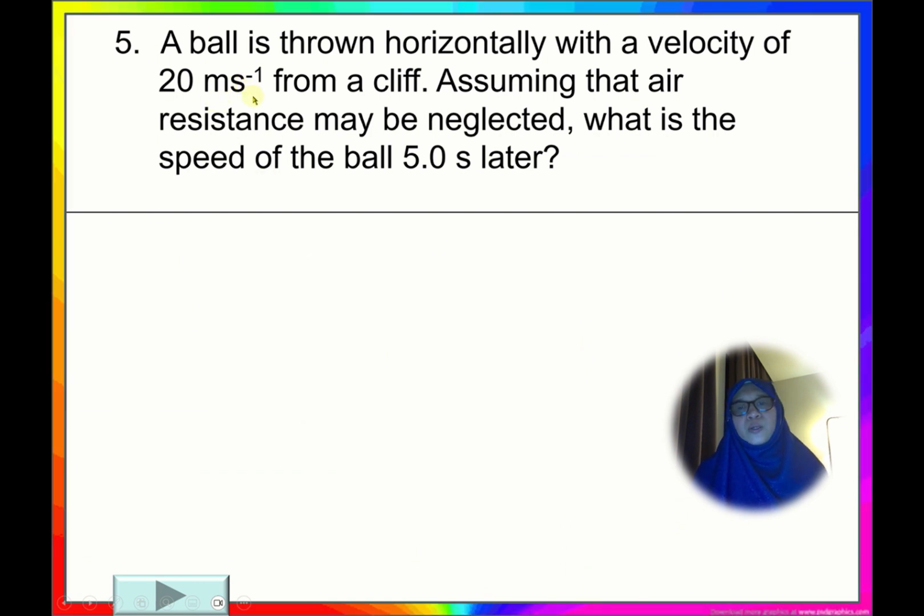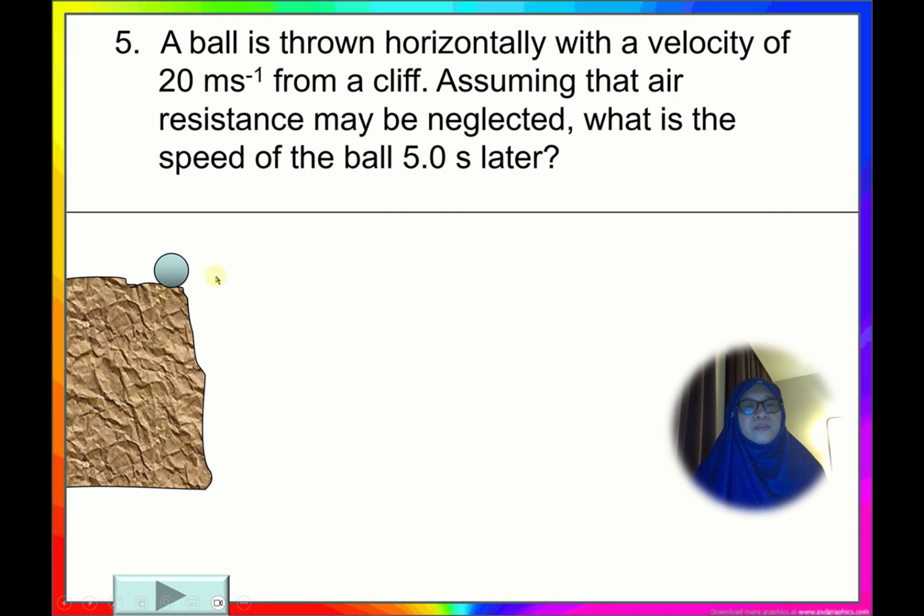Okay, we read the question. A ball is thrown horizontally with a velocity of 20 meter per second from a cliff. Assuming that air resistance may be neglected, what is the speed of the ball 5 seconds later?